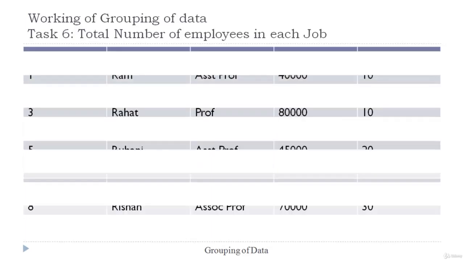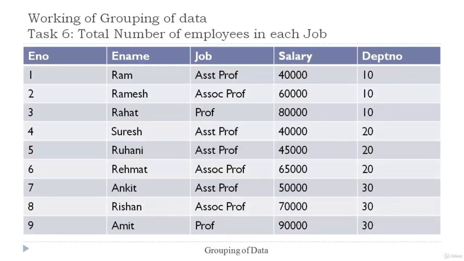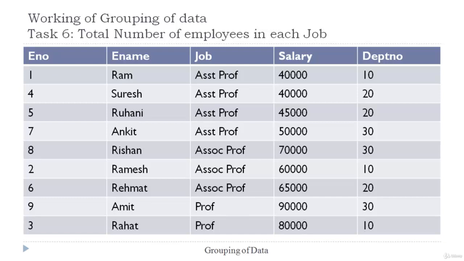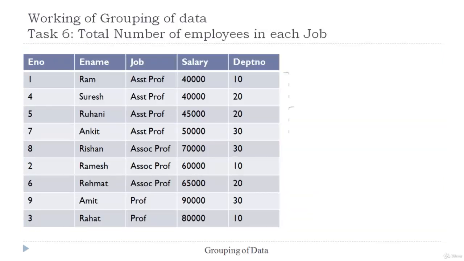In task number 6, we have to find the total number of employees in each job. In this case, there is a need to make a group on the basis of the job field. To illustrate its working, let's arrange the records in ascending order of job as shown here. Then grouping will be made on each job. For example, a group will be made for job assistant professor, another group will be made for job associate professor, and a third group will be made for job professor.